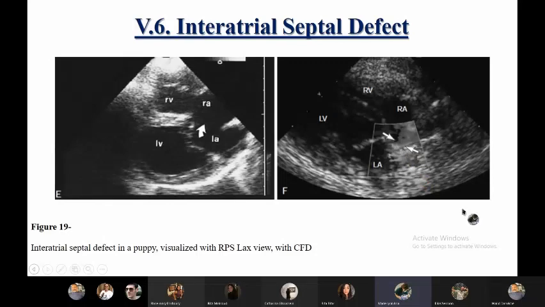Of the same puppy. It was presented for vaccination, and there was a loud murmur that was auscultated. After using echocardiography, it was obvious that there is an interatrial septal defect between the right atrium and the left atrium. So this is where the arrow points. And color flow Doppler image was used to assess or to qualify this flow from the left atrium into the right atrium.